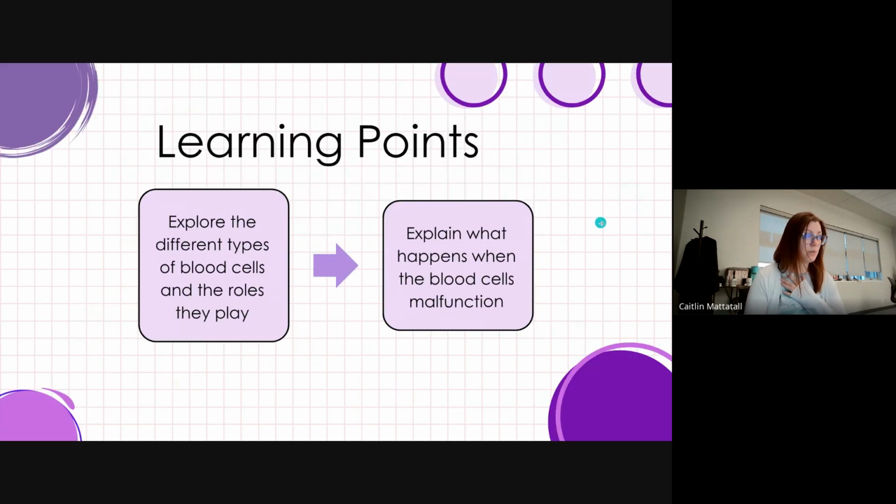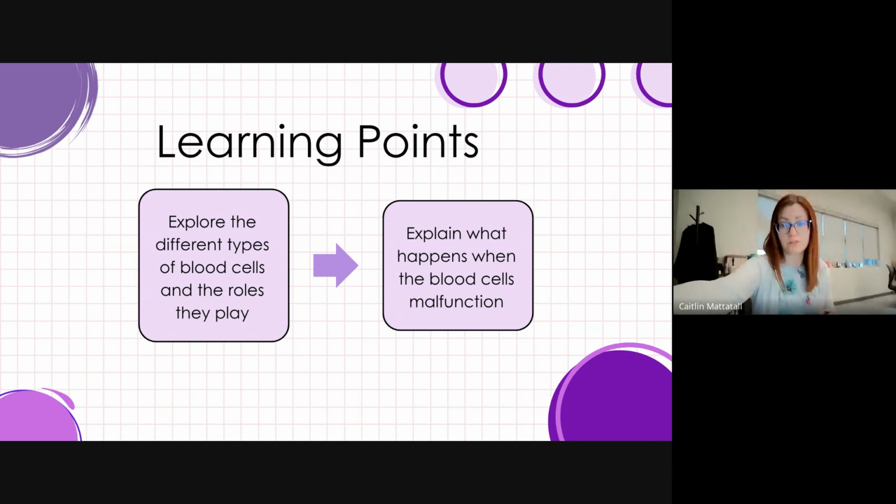So our plan for today, we're going to look at the different types of blood cells and the role that they play. And we're going to look at what happens when some of these blood cells malfunction. So all the problems, like I always like to go through.